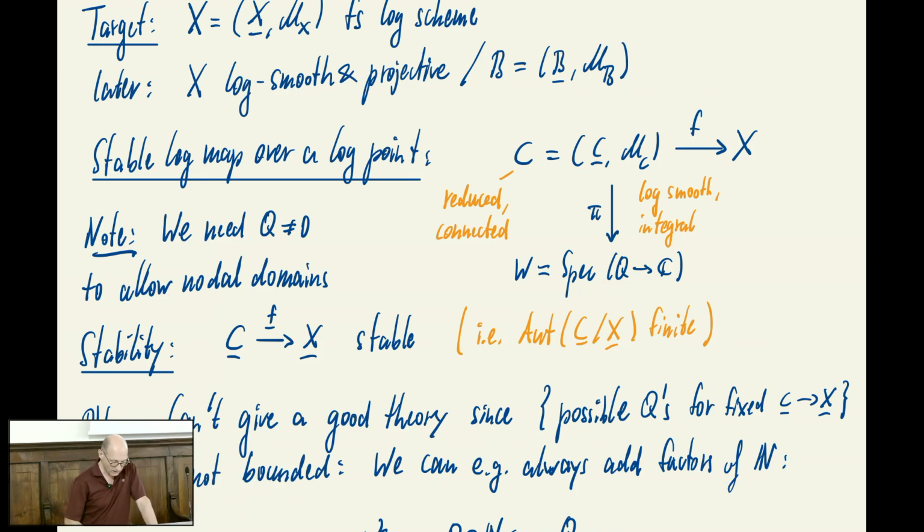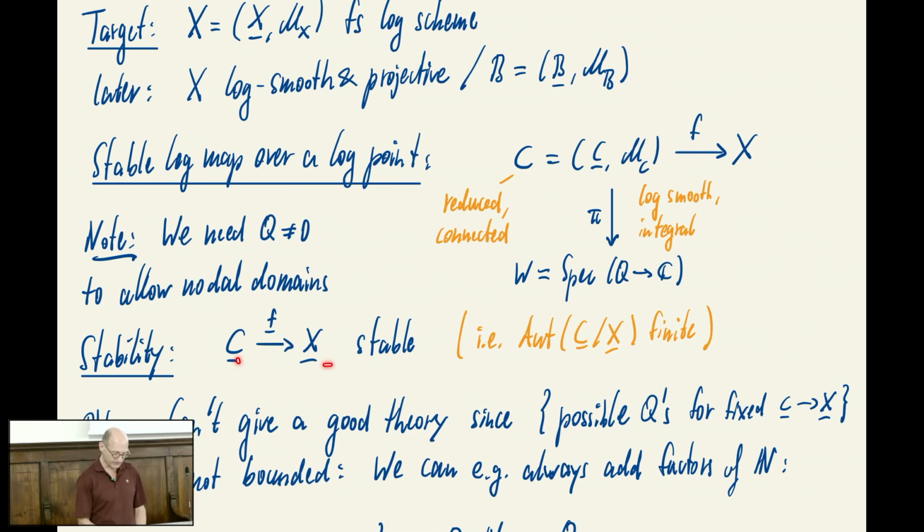Okay. The stability condition that is very important in ordinary Gromov-Witten theory is unchanged. You just ask the underlying map to be stable, meaning the ordinary map C to X from the nodal curve to the scheme X has no automorphisms. So there are no automorphisms of C over X, so commuting with the map to X.